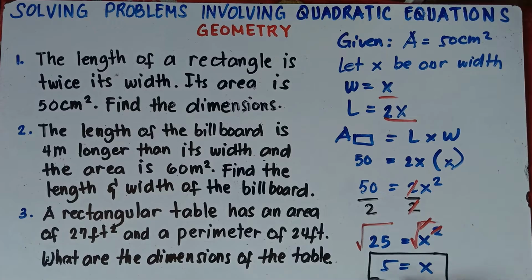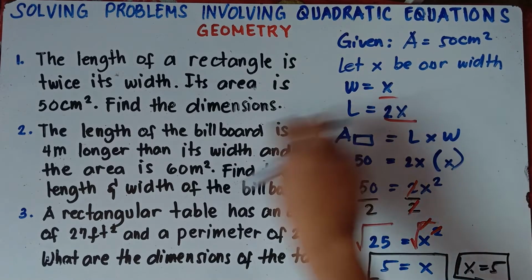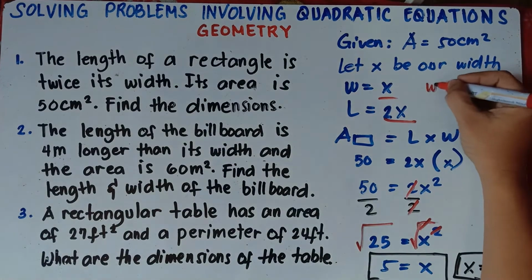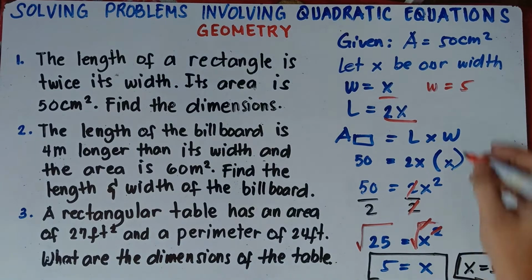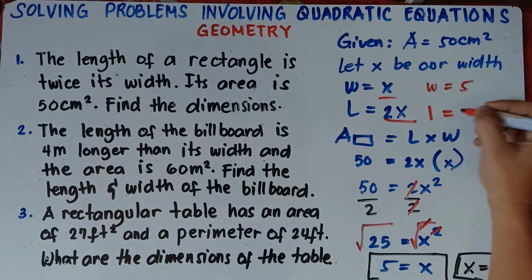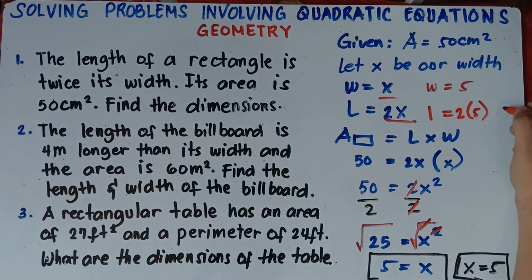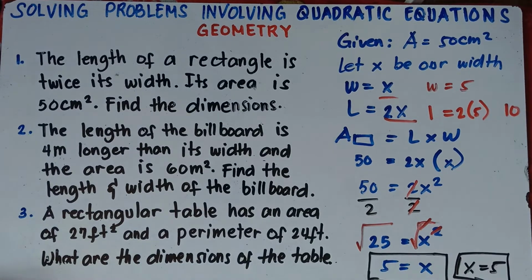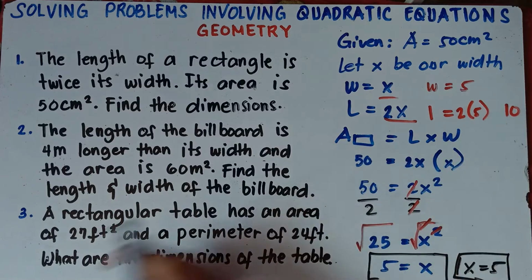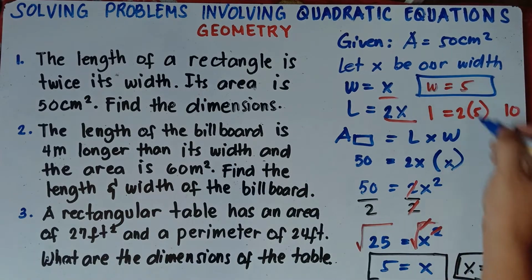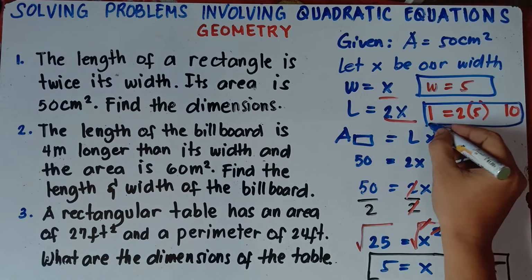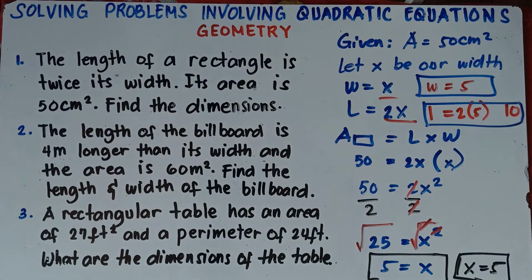Alright, so our x is positive 5. You can write that as 5 equals x, which is just the same as x equals 5. So our x is 5, and therefore this is our width, class. Our width is equal to 5. And our length, from this equation, is 2 times x, and x is 5. So 2 times 5 is equal to 10. That's it, class. That's the answer for number 1. Easy, right? The width is 5, and the length is 10. That's it for number 1, class.